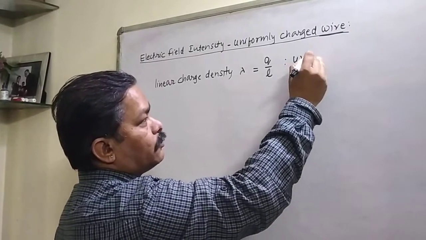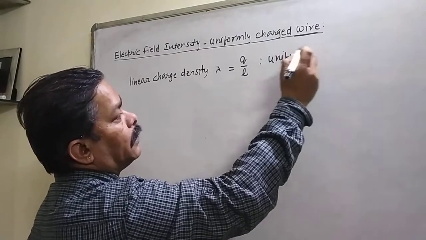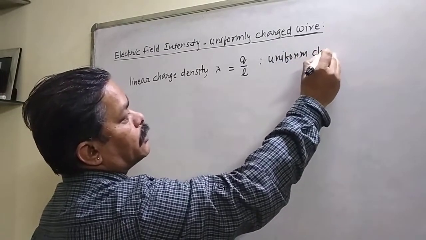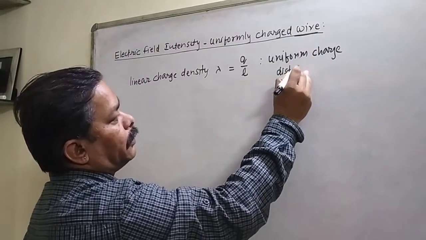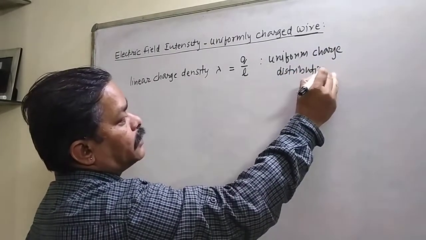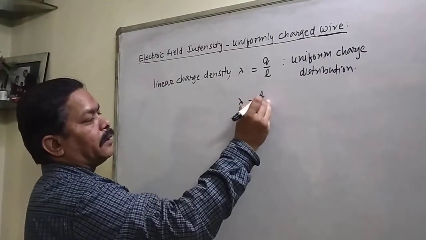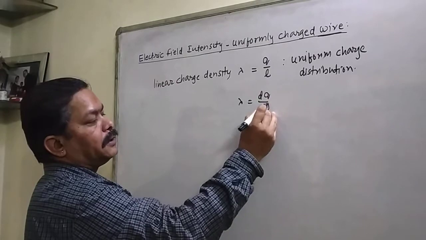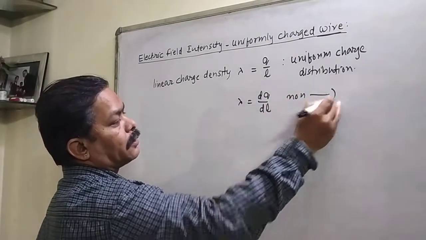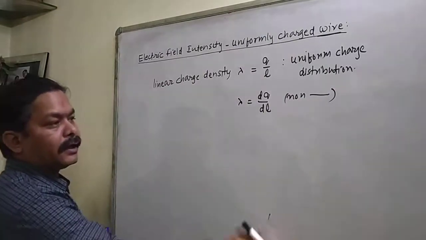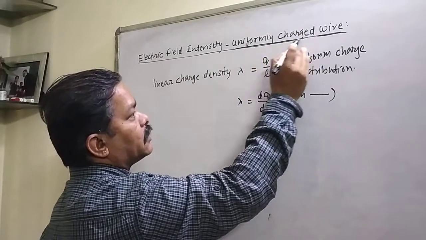So it is known as uniform charge distribution. If the charge distribution is not uniform, you will write lambda equal to dq upon dl. This is for the non-uniform distribution of charge. Clear? Okay. In this derivation we are saying that the charge is given uniformly.